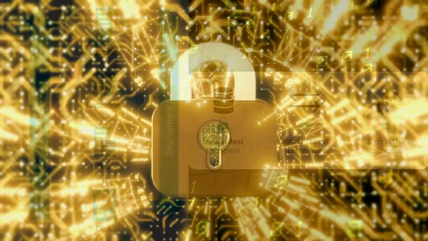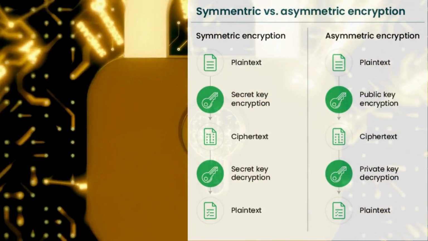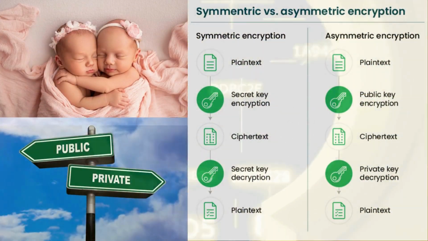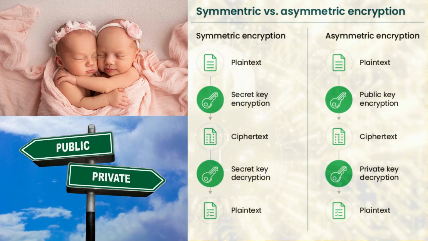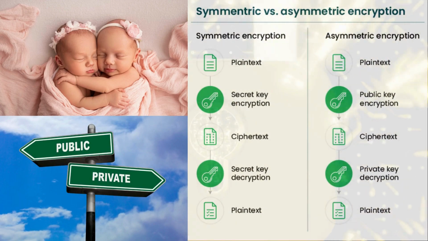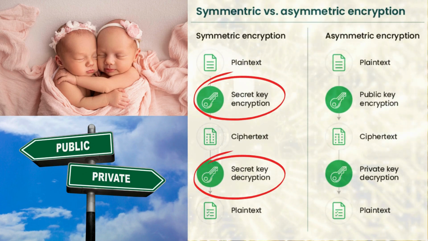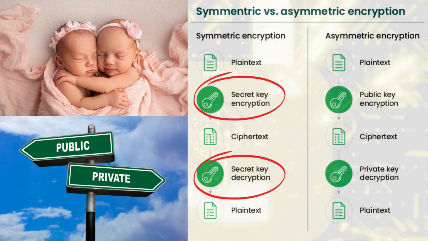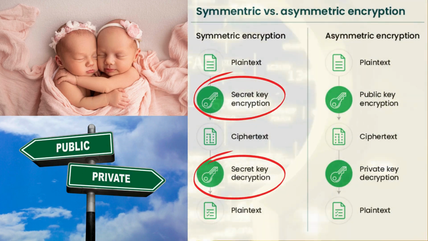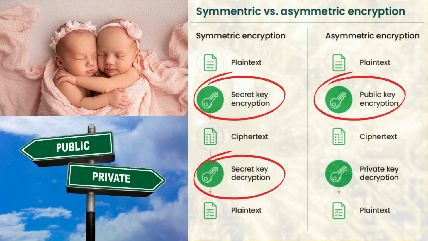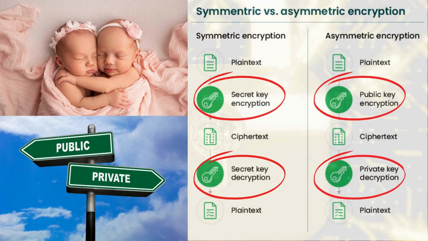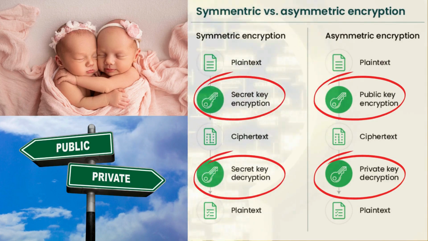But how does encryption work? It could either be symmetrical or asymmetrical. For symmetrical encryption, the same key is used to encrypt and to decrypt the data. Meanwhile, for asymmetric encryption, two keys are used. We previously talked about the public and private key. The public key is used for encrypting the data, and the private key is used to decrypt it.